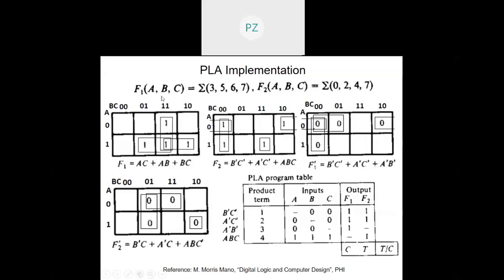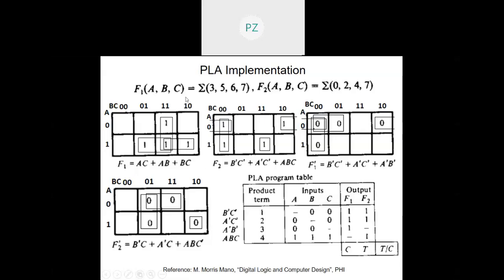Suppose I am given to realize these two functions, F1 and F2. In PLA we have to minimize them, so at the time of minimization I am going to minimize for both F1 as well as F2 dash. I leave it to you. You plot F1 here, and I'll have F1, F1 dash, F2 and F2 dash. I have all these terms.